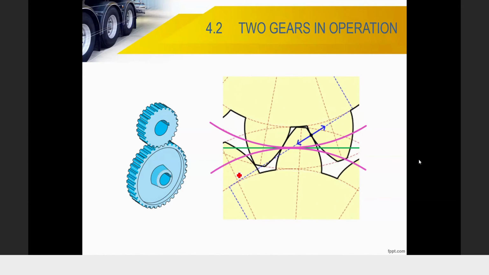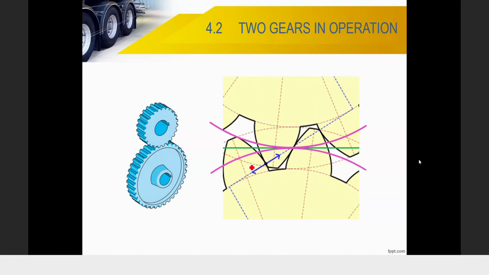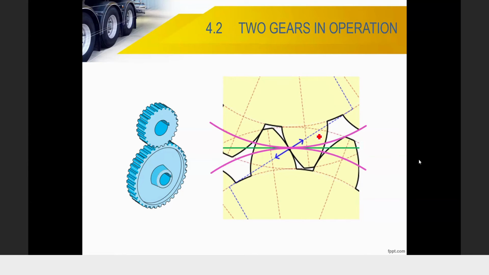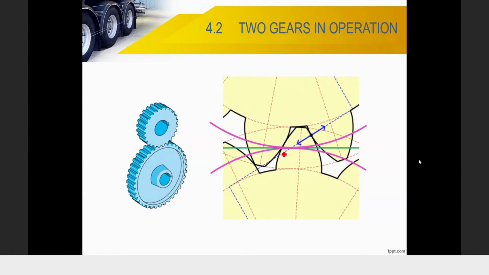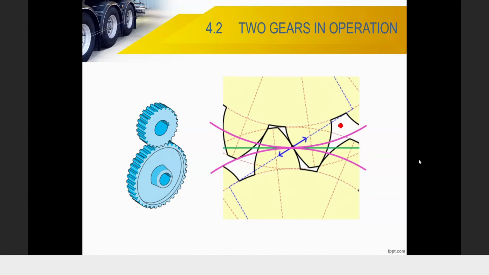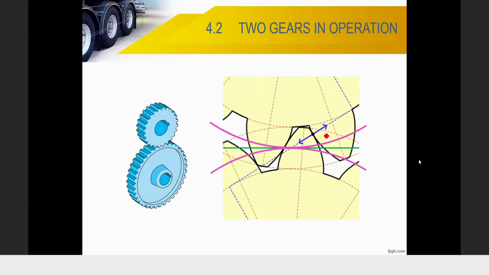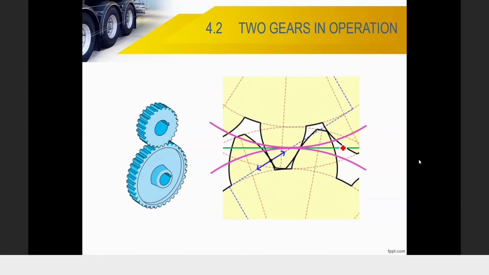Can you see the tooth at the top touching another pair of teeth? Can you see the point of contact? Can you see the blue line? That is the line of action. It means the line where the teeth begin to make contact, then release. They lose contact. Okay, that is the line of action.